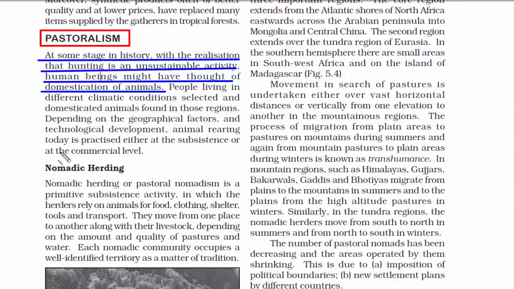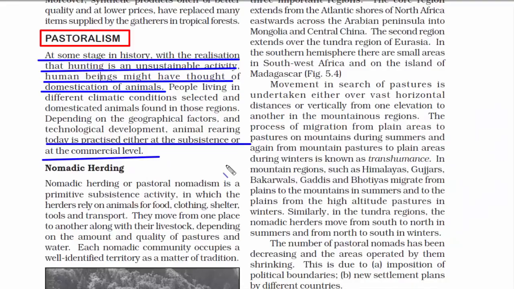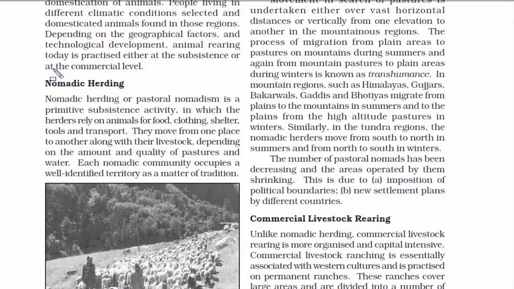And then they realized, okay, why not we domesticate animals? Because there is a benefit on both sides. Humans will get their needs fulfilled and animal will get the necessary care. It is like a win-win situation on both sides. And that's how pastoralism came into existence. Today it is done both to support individually as well as at commercial level, that is to sell products in the market. Now under pastoralism we have subtopics and right now we'll read about nomadic herding.